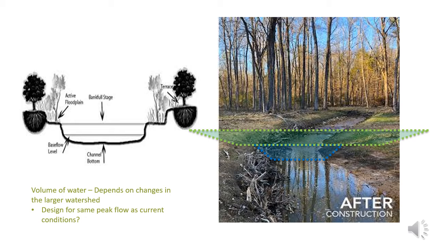And so the question becomes, do we have to always design for the same peak flow as current conditions? And the answer is maybe that's not the worst case scenario. Maybe the worst case scenario is that we actually need to be designing this for larger storm events than what we've seen in the past, because that is the greater trend that we're seeing. It means that stream restoration is both more important and more challenging.